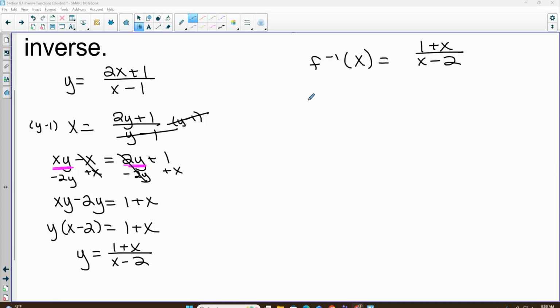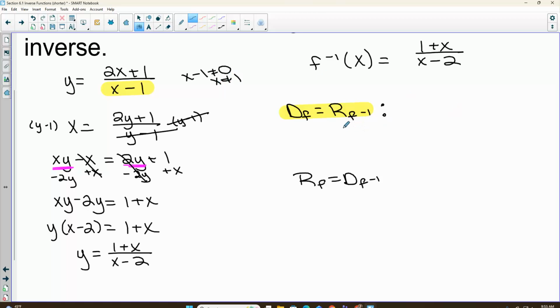Right, let's do domain and range. I need it for both of them, but we know the domain of the function and the range of the inverse are the same. The range of the function and the domain of the inverse are the same. All right, domain of the function. If I look back at my original function, we have a fraction. We know that in a fraction, what can't happen? So x minus 1 can't be 0, so x can't be 1. How do we write that?